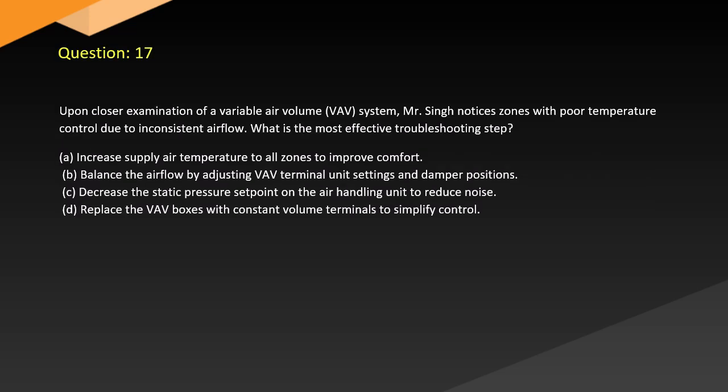Question 17. Upon closer examination of a variable air volume (VAV) system, Ista notices zones with poor temperature control due to inconsistent airflow. What is the most effective troubleshooting step? A. Increase supply air temperature to all zones to improve comfort. B. Balance the airflow by adjusting VAV terminal unit settings and damper positions. C. Decrease the static pressure set point on the air handling unit to reduce noise. D. Replace the VAV boxes with constant volume terminals to simplify control.